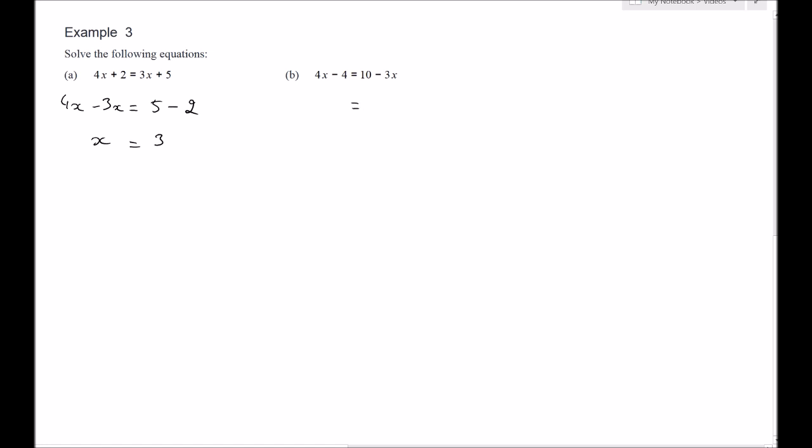Alright, and this one, 4x minus 4 is equal to 10 minus 3x. Again, we have x on both sides. So I'm going to put the 3x on the other side, so I'm going to plus 3x. And I'm going to plus 4 because I have a minus here, so I have to plus 4. So 7x is equal to 14. x is going to be equal to 2. Alright, so far so good. This is not supposed to be new, guys. If you're completely unaware of what I'm doing right now, then I advise you to watch another video, one of the previous ones.